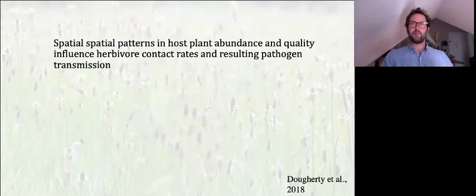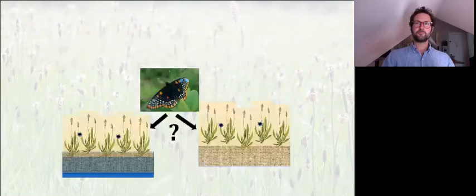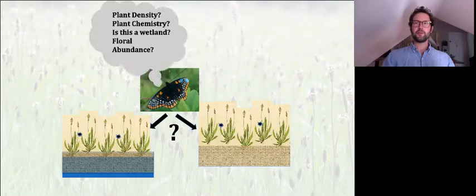Spatial patterns in host plant abundance and quality influence herbivore contact rates and resulting pathogen transmission. These female butterflies are choosing where to lay their eggs across the site. We don't really know exactly what's driving this. It could be host plant density, host plant chemistry. They could be trying to decide whether the site is similar to a wetland where they're laying their eggs, or it could be that floral abundance actually draws them into a particular area. But in any case, these decisions lead to the spatial pattern of larvae on the landscape.